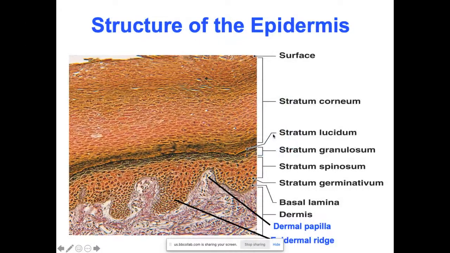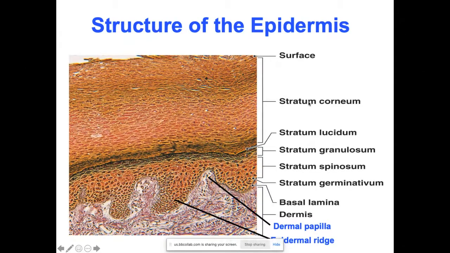When we look at the epidermis, here's the surface, the apical surface. There are 5 main layers. A little silly mnemonic is Cher loves getting skin Botox. Cher loves getting skin Botox.